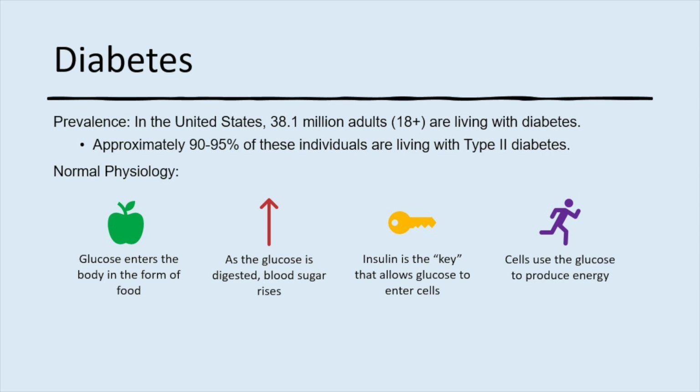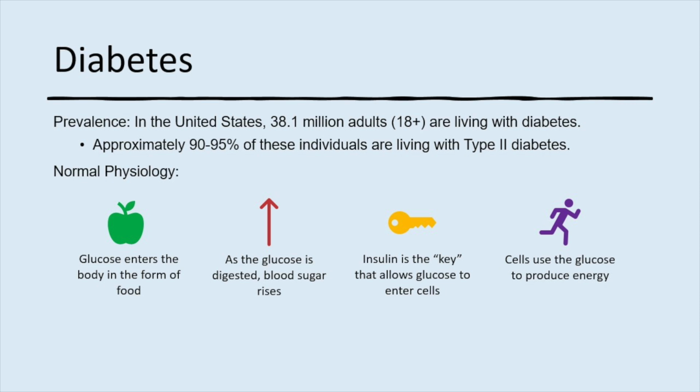It is true that as people age, their risk of developing diabetes also increases. However, it is important to recognize that children and adolescents can also develop type 2 diabetes and are doing so at increasing rates. In order to understand type 2 diabetes, we must first understand the normal physiology of an individual without diabetes. When a person eats, glucose enters their body in the form of food.